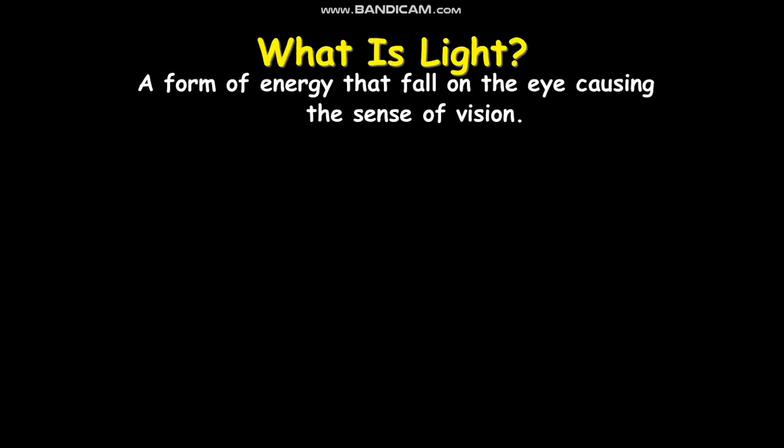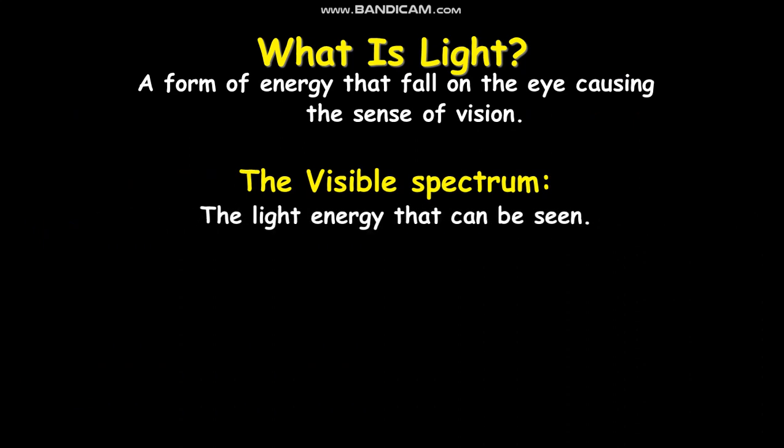Now, what's light? Light is a form of energy that falls on the eye, causing the sense of vision. And we knew that the light energy that can be seen is called the visible spectrum. Then we studied 5 properties of light.